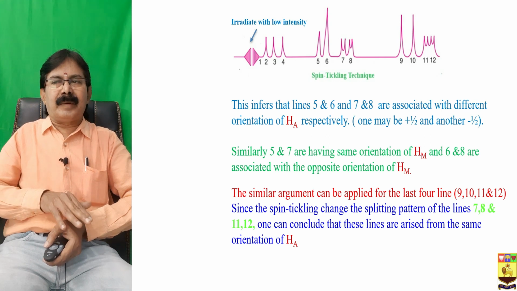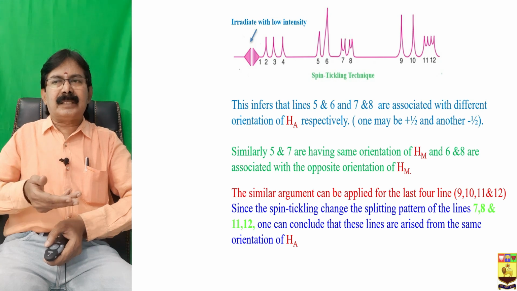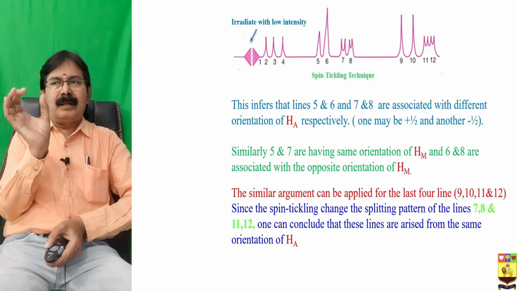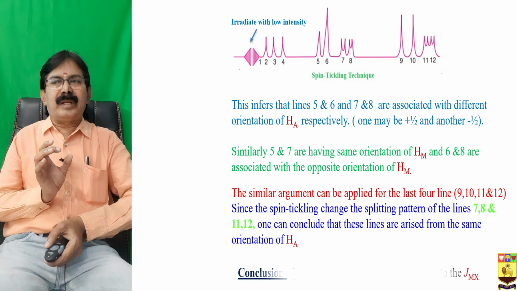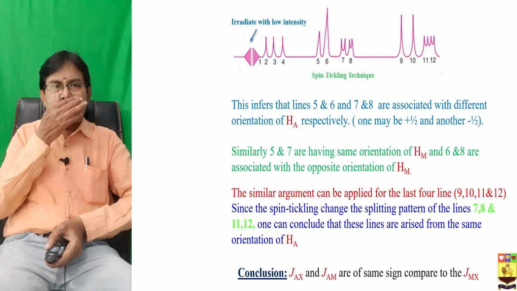The similar argument can be applied for the last 4 lines, that is 9, 10, 11 and 12. Since spin-tickling changes the splitting pattern of lines 7 and 10, before that I have to explain. Similarly, 5 and 7 have the same orientation of HM. In the middle, 5 and 7 arise because of the same orientation of HM, and 6 and 8 are associated with the opposite orientation of HM.